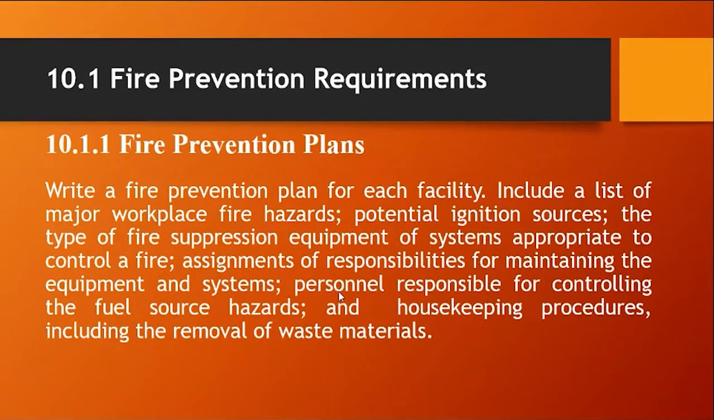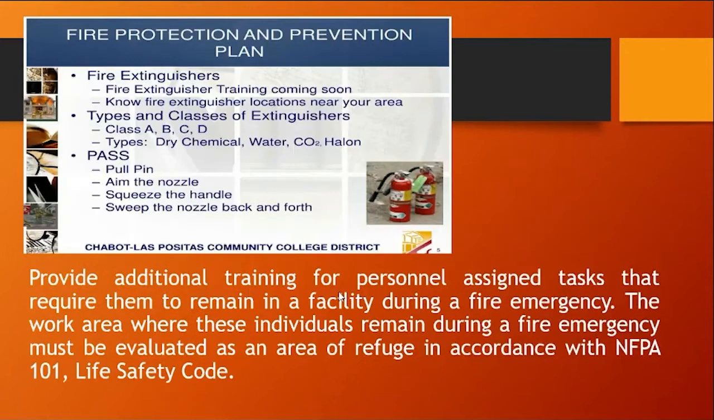So, fire prevention requirements. First is fire prevention. Write a fire prevention plan for each facility. Include a list of workplace fire hazards, potential ignition sources, the type of fire suppression equipment or systems appropriate to control a fire, assignments of responsibilities for maintaining the equipment and systems, personnel responsible for controlling the fuel source hazards, and housekeeping procedures, including the removal of waste materials.